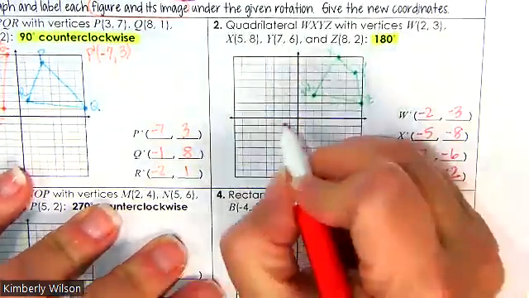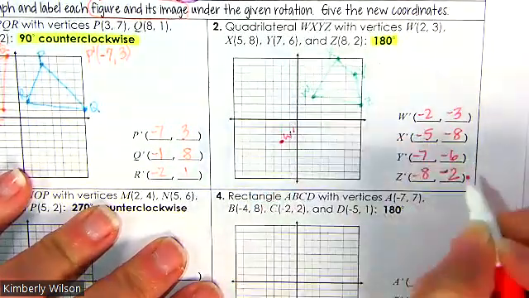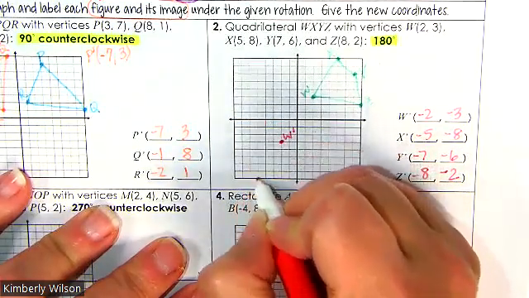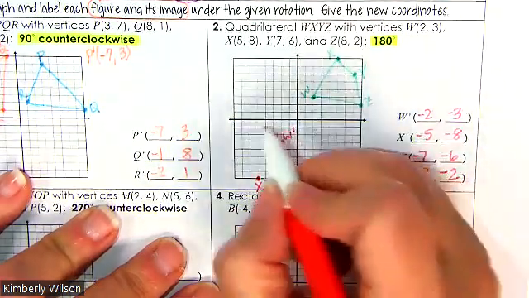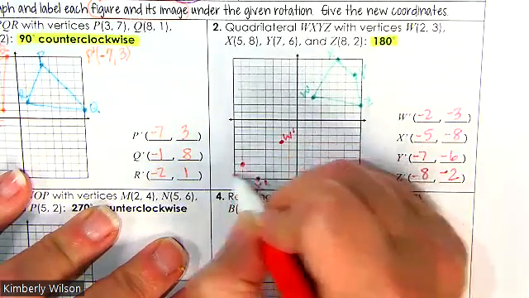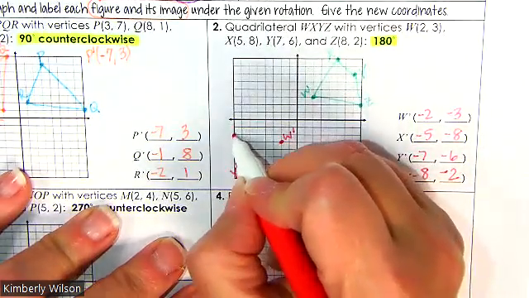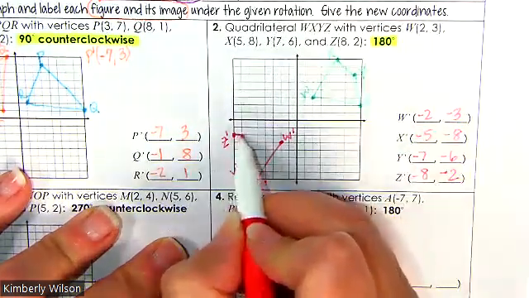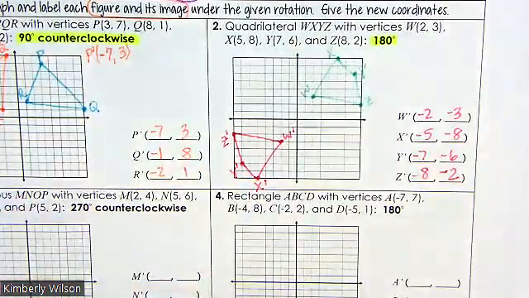So now let's plot the points. -2, -3. W prime, X is -5, -8. X prime. Y is -7, -6. Y prime. And then Z is -8, -2. And now we connect the dots. And there's our 2 shapes.